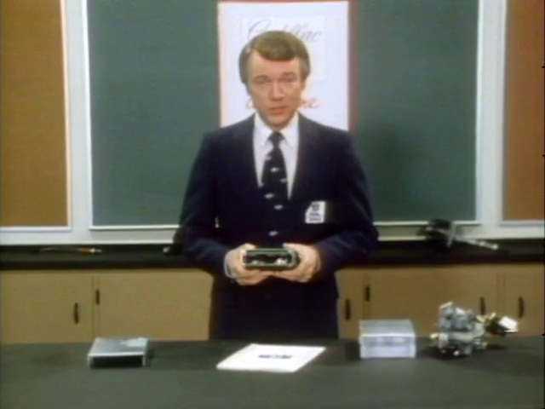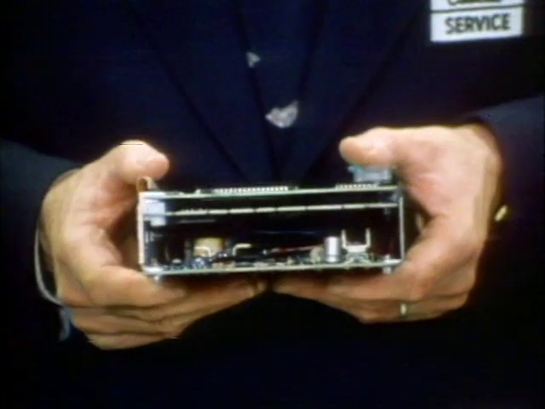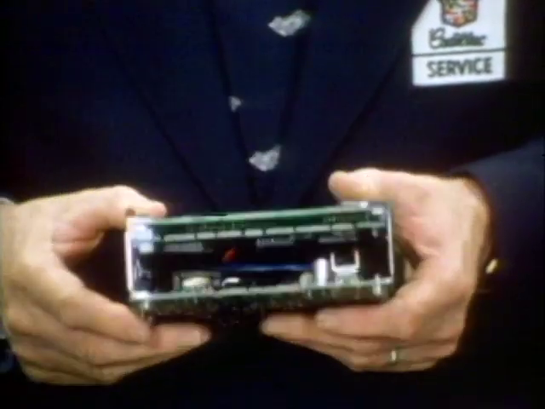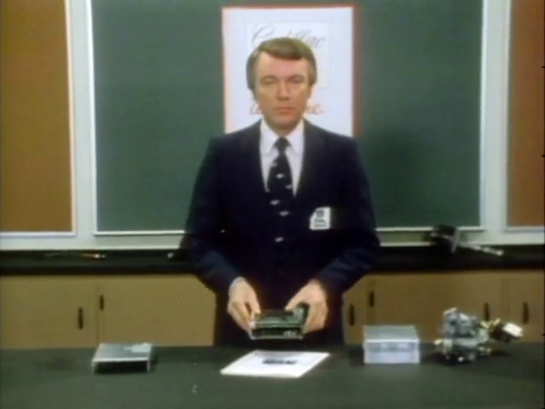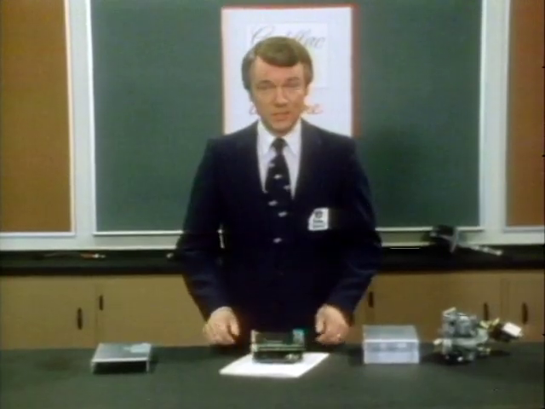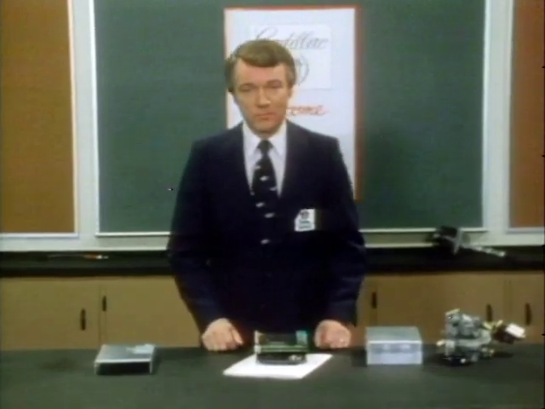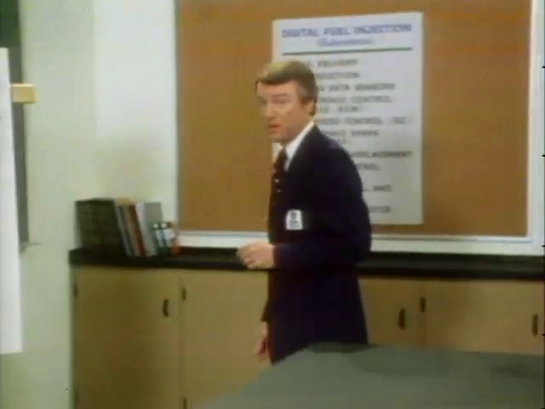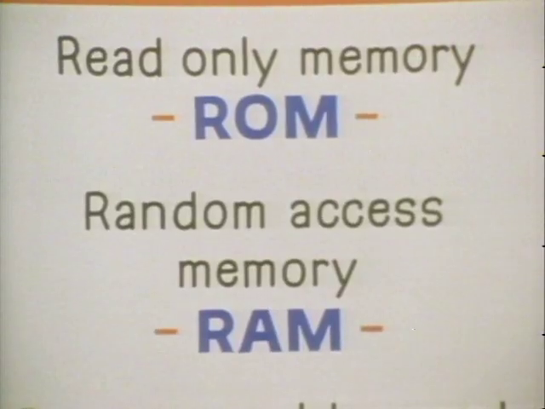To talk to the engine sensors and actuators, the ECM needs an input-output device. The CPU uses this device not only to transmit and receive, but also to convert variable inputs into digital on-off signals. Before the CPU can receive or send information, it must follow instructions Cadillac engineers have written for it. These instructions are stored in memory. There are 3 types of memory. Read-only memory, ROM, which is the program that includes the overall control of the DFI system.